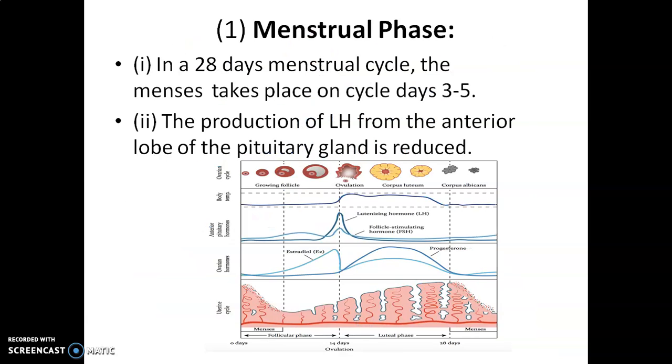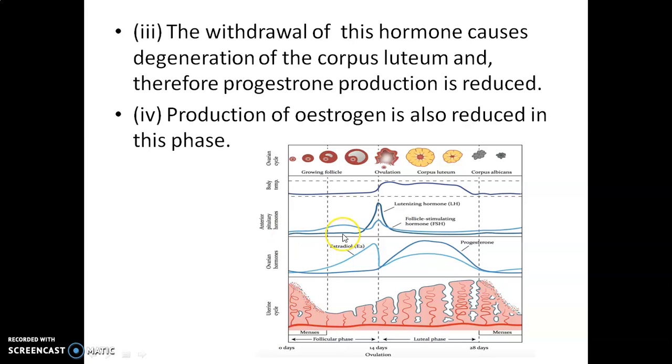Let's start with the first phase of the menstrual cycle, that is the menstrual phase. In a 28 day menstrual cycle, the menses take place on cycle days 3 to 5. The production of luteinizing hormone from the anterior lobe of the pituitary gland is reduced. So what happened? Withdrawal of this hormone, luteinizing hormone from the pituitary, causes degeneration of the corpus luteum and therefore progesterone is reduced. The production of estrogen is also reduced in this phase.